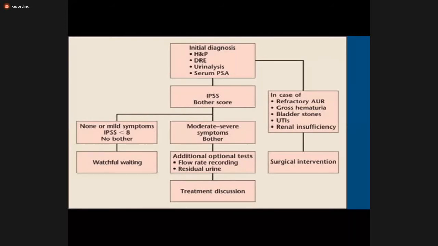If the patient has mild symptoms, then it's better to go for only watchful waiting. If the patient has moderate symptoms, then we discuss the options of treatment with the patient. Number one is medical treatment, number two is surgical treatment. But if somebody has refractory acute urinary retention, gross hematuria, bladder stone, recurrent UTIs, or renal insufficiency, then there is no option but surgical treatment.